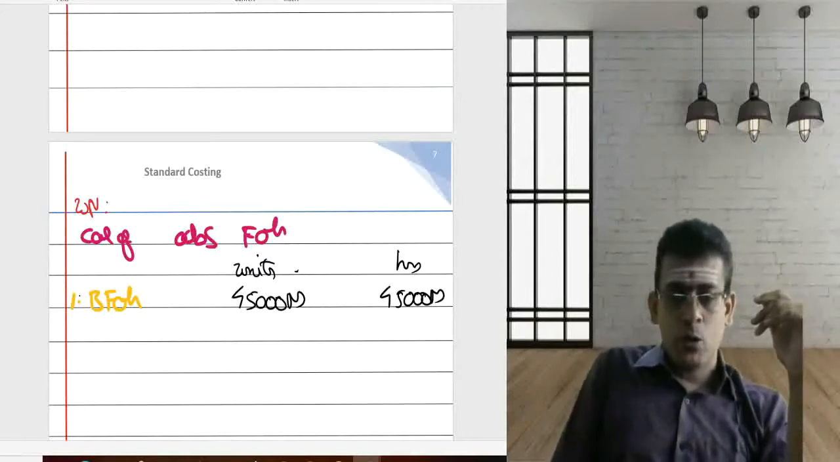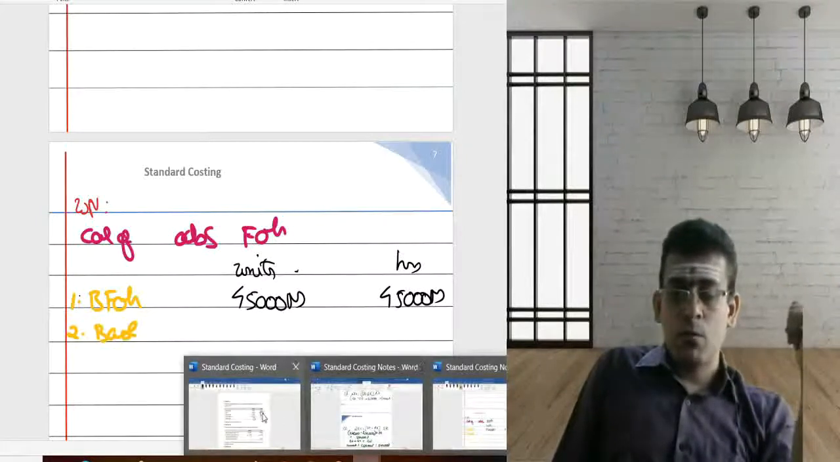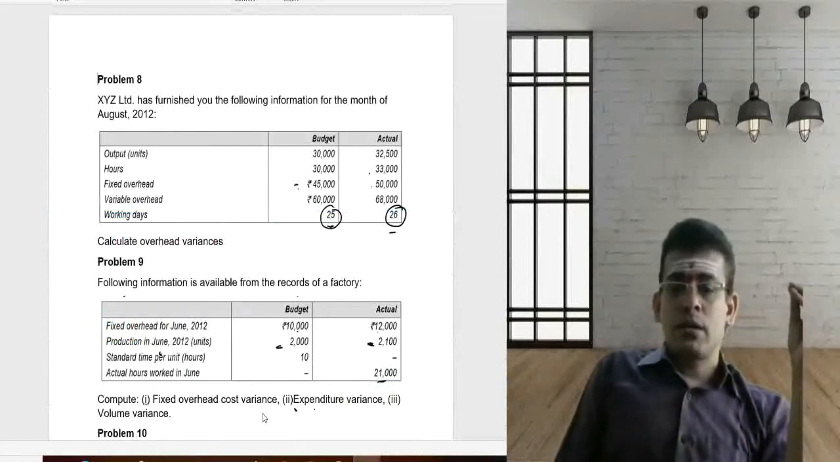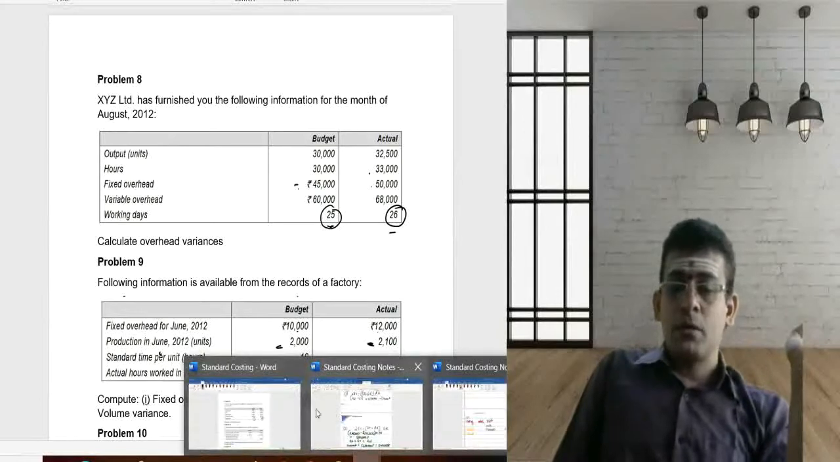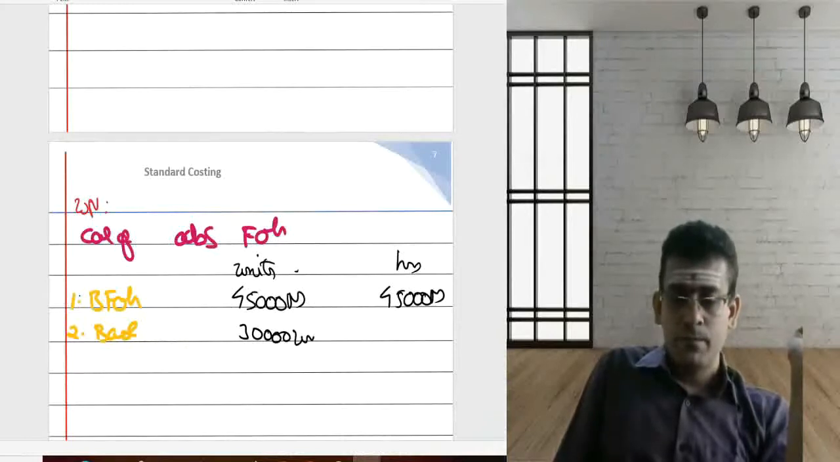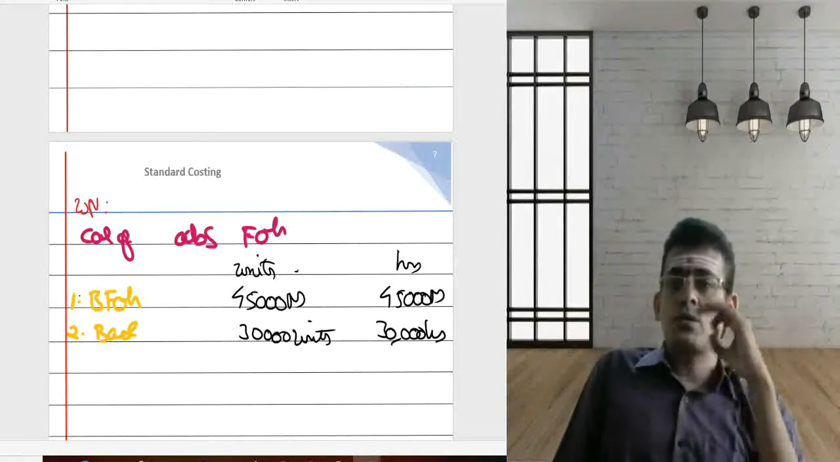Then you go to step number 2. What is step number 2? Take the base. Units and hours are the base. Now let us see the problem here. Budget output is 30,000 units, and budget hours is also 30,000. So let us update this to be 30,000 units and 30,000 hours.